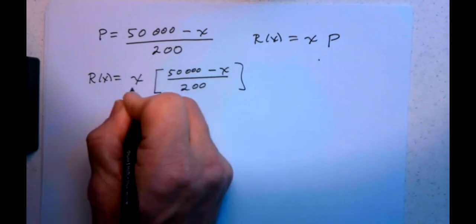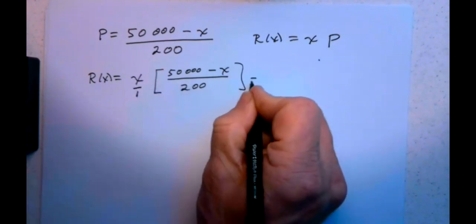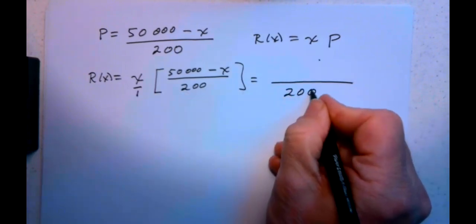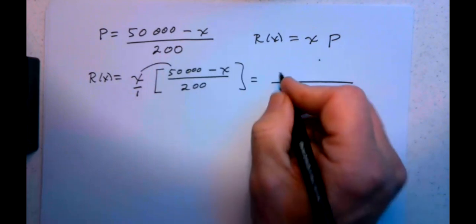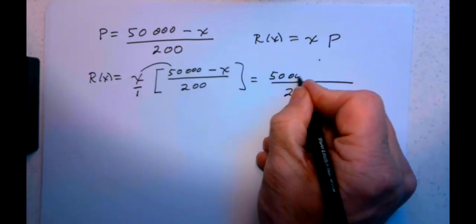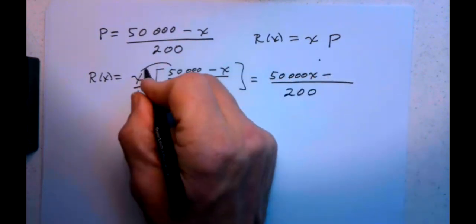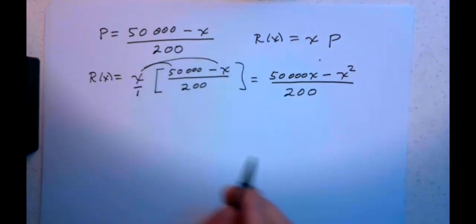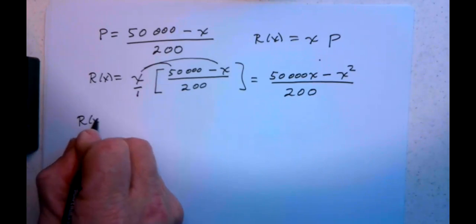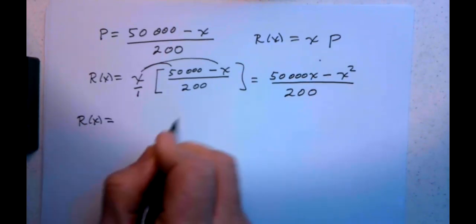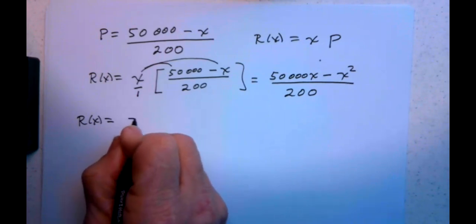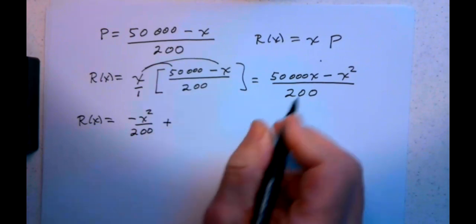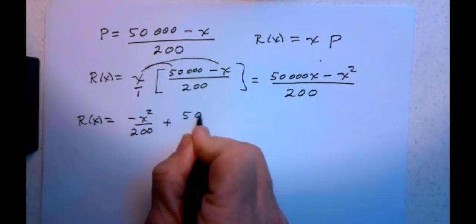So we're clear, remember X is really X over 1. So when we multiply this, 1 times 200 on the bottom is 200. On the top, X times 50,000 is 50,000X, minus X times X is X squared. So we can rewrite our R of X as negative X squared over 200 plus 50,000X over 200.